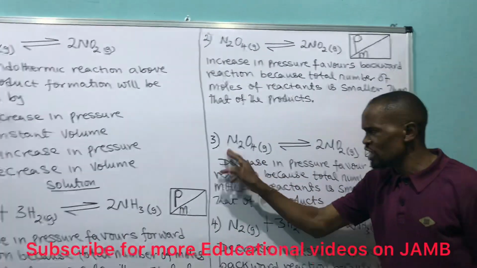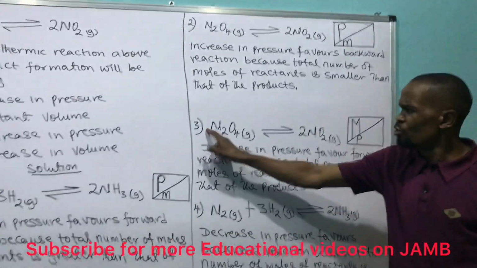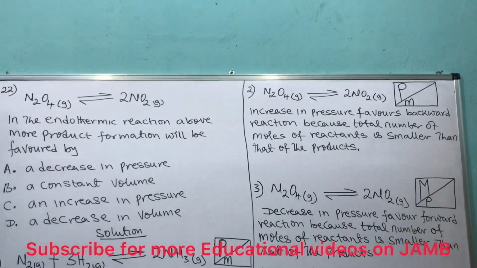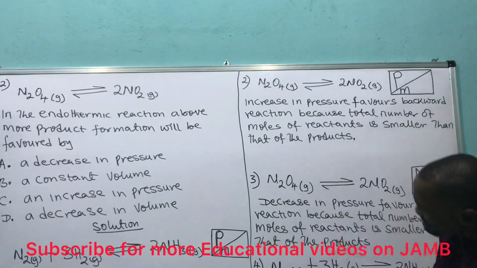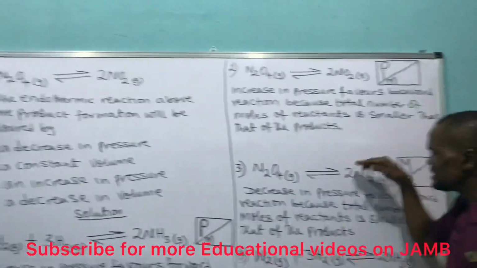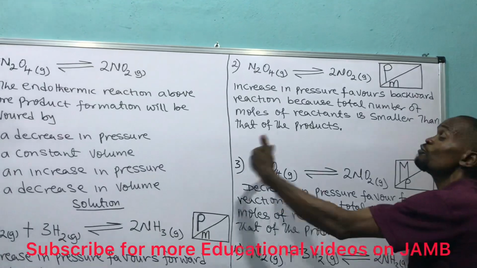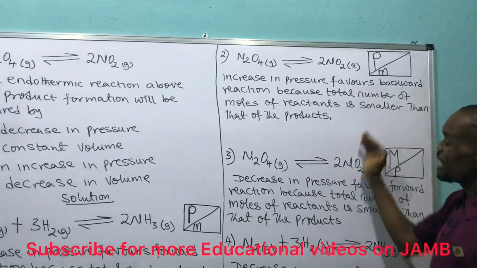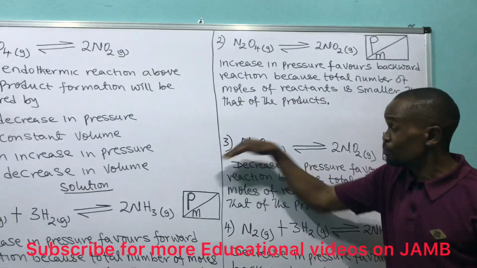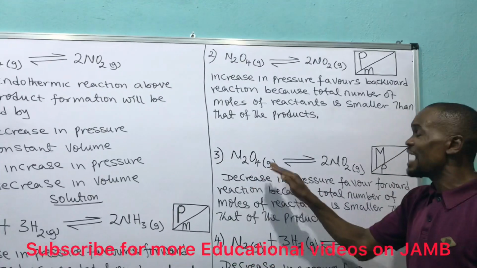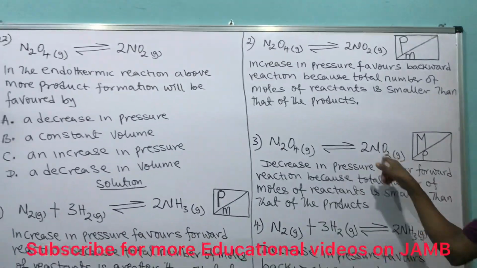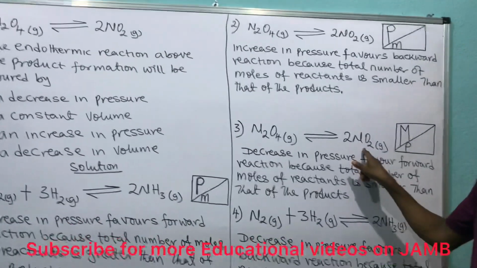We come to number 3. Watch here, number 3. The total number of moles here is 1, while the total number of moles here is 2. Then you now see that if I decrease the pressure, what will happen? It will favor the forward reaction, because if I increase the pressure here, it will favor the backward reaction. But here now, if I decrease the pressure, what is going to be favored? It will favor the forward reaction. Have you seen it now?